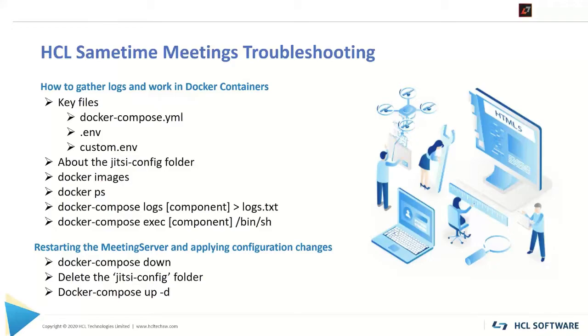Now, all that being said, and I know I've covered quite a bit there, if I've made a change in my .env or my custom.env files and I need to restart the components and make sure that my configuration changes are met, the steps are quite simple. Docker compose down brings down the meeting server and all the components with it. You would then delete the Jitsi config folder, and then you would do a docker compose up -d, and that will redeploy the components and regenerate the Jitsi config folder based on the current configuration. Very, very simple.